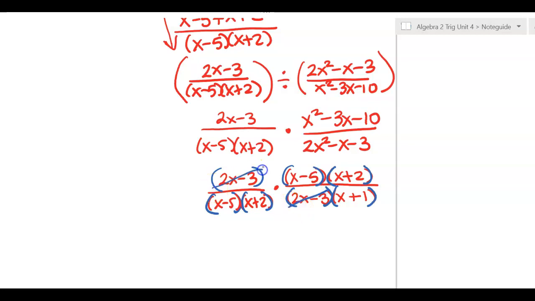So 2x minus 3, x minus 5, x plus 2. And so what we have remaining in our numerator, remember, is 1. When you're canceling out factors, you still have a 1 left there when you've canceled everything out. And x plus 1 in the denominator. All right? Is this okay with everybody?